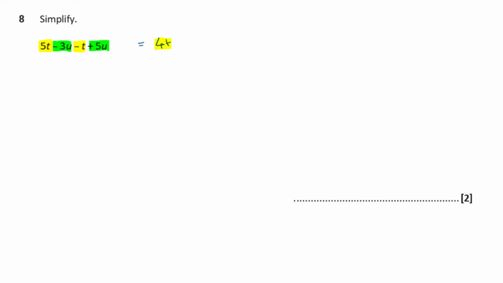And then for the green ones, I've got 5u and minus 3u. Now I could do minus 3u plus 5u, but because it doesn't matter which order you do addition, I can do 5u take away 3u, which is going to give me 2u. Either way, it gives you 2u, but that's kind of simpler that way. So 2u is my green bits. So that's my answer, isn't it? 4t plus 2u.